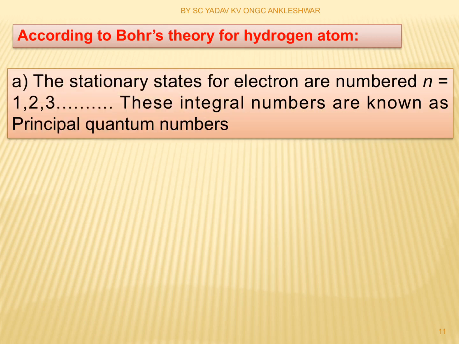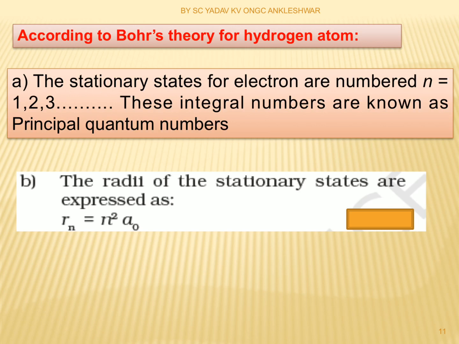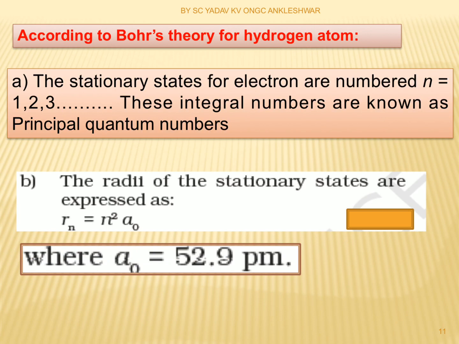So now according to Bohr's theory for the hydrogen atom, stationary states for the electron are numbered by n equal to 1, 2, 3. These are the orbits, and the radius of a stationary state is expressed as Rn is equal to n squared a0, where a0 is equal to 52.9 picometer. 1 picometer is equal to 10 to the power minus 12 meter. So this is an expression to find out the radius of an orbit.